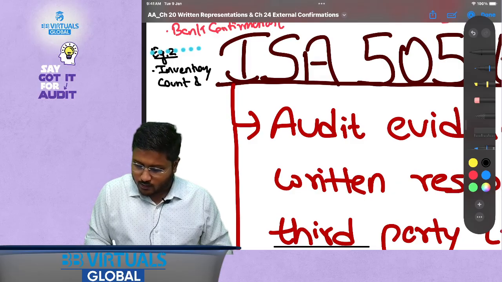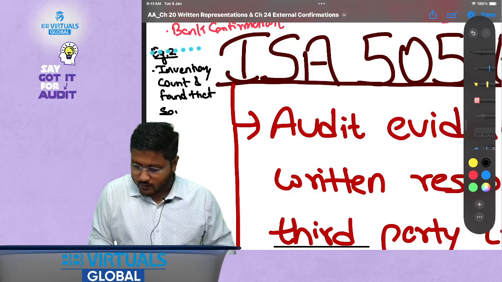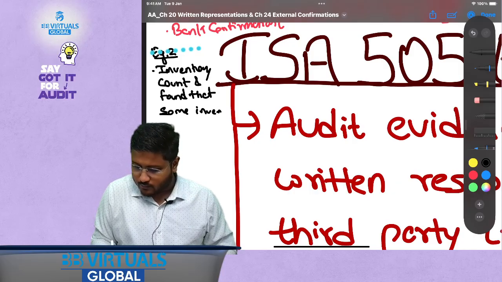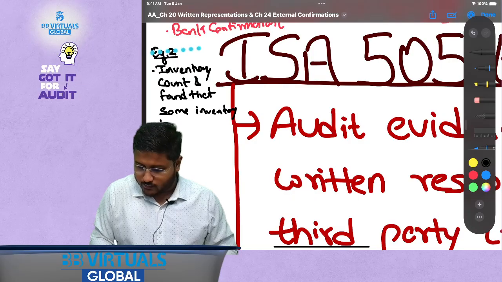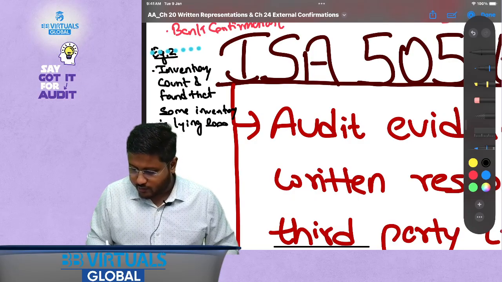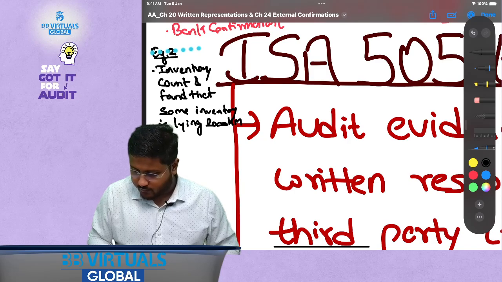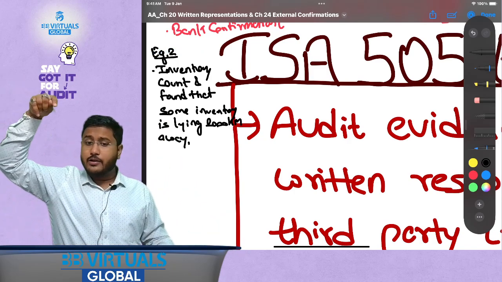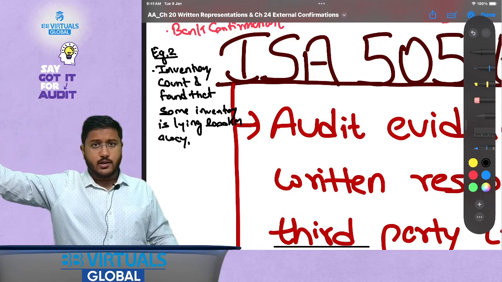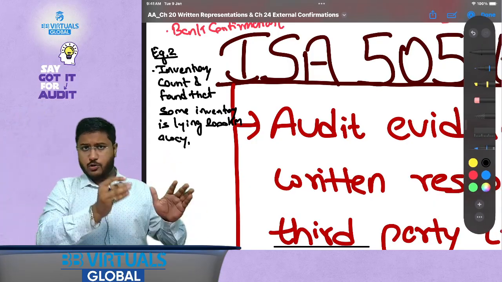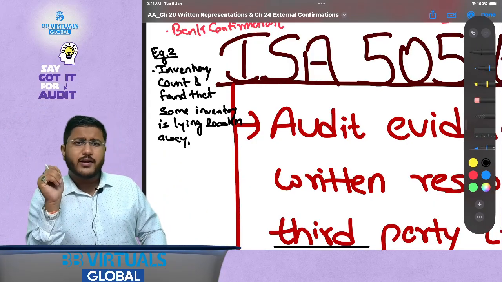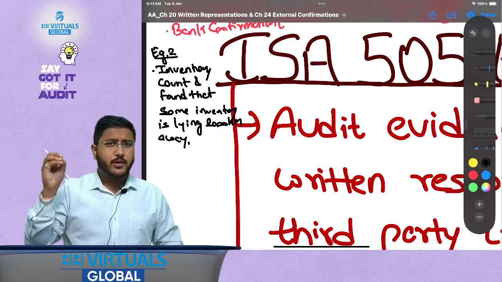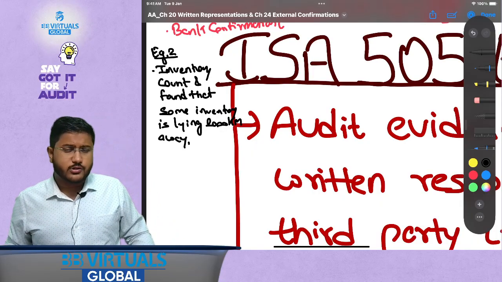You found that some inventory is lying 2000 kilometers away. Now if you send your team from here to there to perform the inventory count for a small portion of inventory, you might not be conducting the audit in a cost effective manner, right?